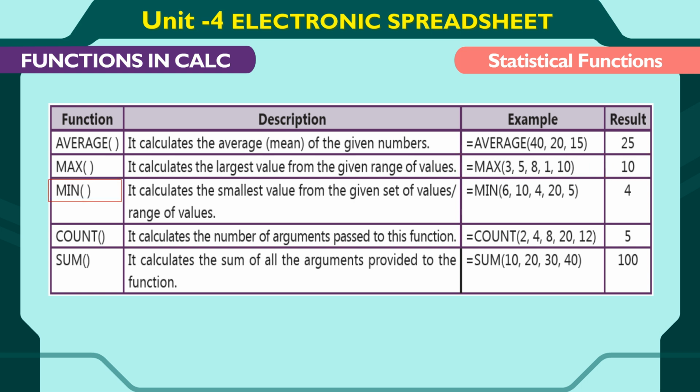Result 10. MIN. It calculates the smallest value from the given set of values or range of values. =MIN(6, 10, 4, 20, 5, 4). COUNT. It calculates the number of arguments passed to this function. =COUNT(2, 4, 8, 20, 12, 5). SUM. It calculates the sum of all the arguments provided to the function. =SUM(10, 20, 30, 40, 100).